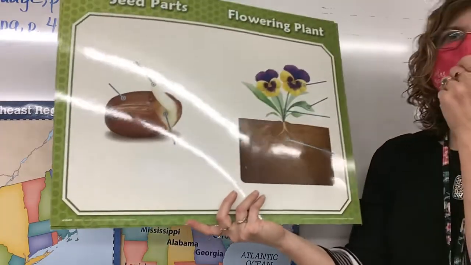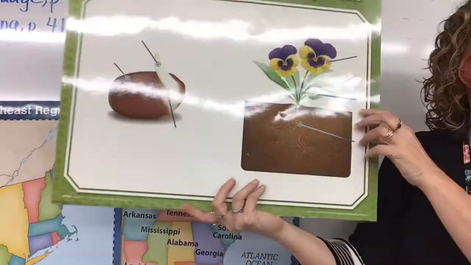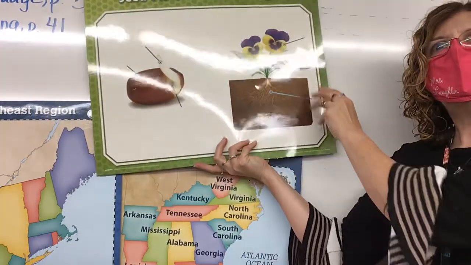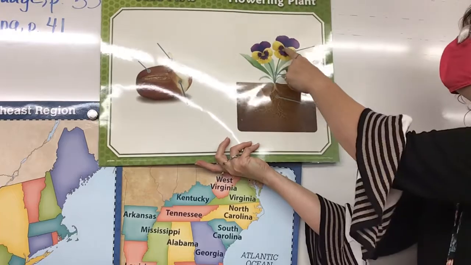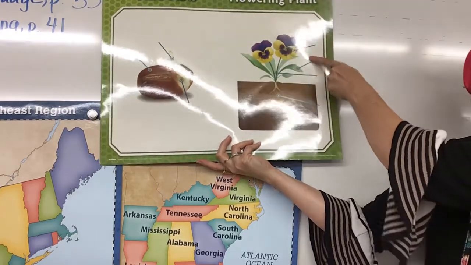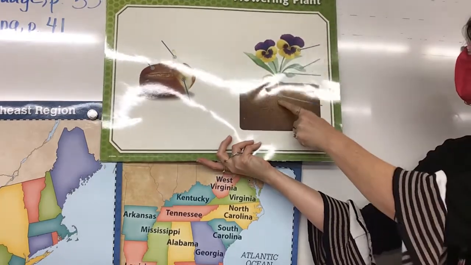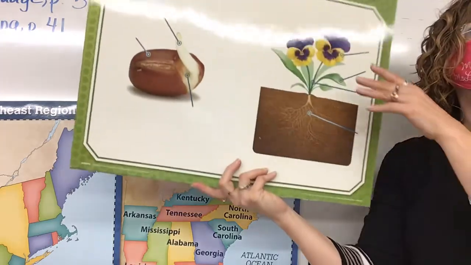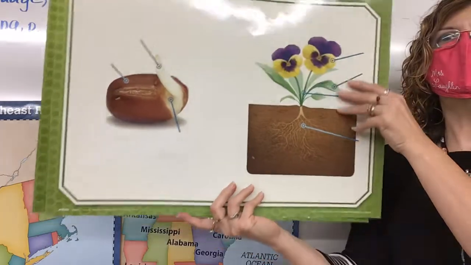The other thing you're going to need to know is the parts of a flowering plant. I'll hold it up higher, or back more. This is a flower. Leaves. That is so easy that even probably a little kindergartner could do it, maybe even a preschooler, right?